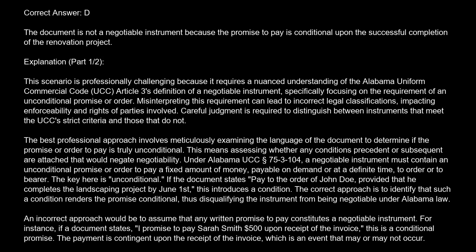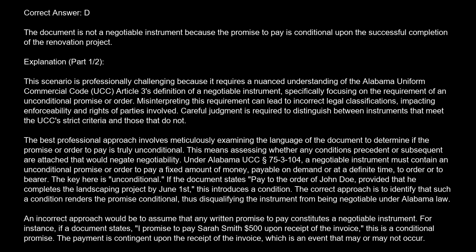The correct answer is D. The document is not a negotiable instrument because the promise to pay is conditional upon the successful completion of the renovation project. Explanation: this scenario is professionally challenging because it requires a nuanced understanding of the Alabama Uniform Commercial Code, UCC, Article 3 definition of a negotiable instrument, specifically focusing on the requirement of an unconditional promise or order. Misinterpreting this requirement can lead to incorrect legal classifications, impacting enforceability and rights of parties involved. Careful judgment is required to distinguish between instruments that meet the UCC's strict criteria and those that do not.